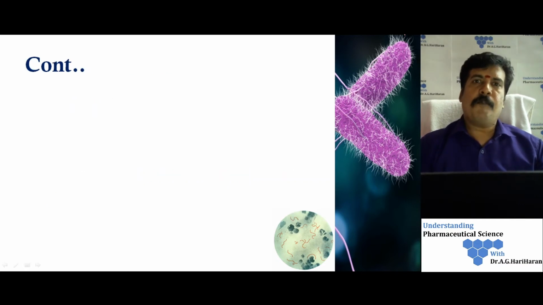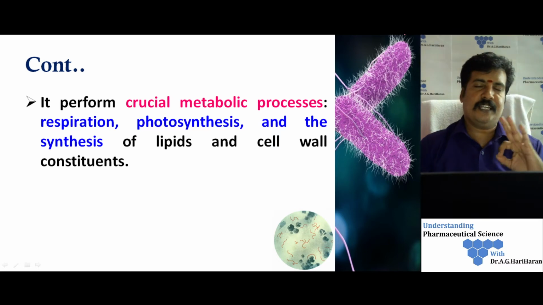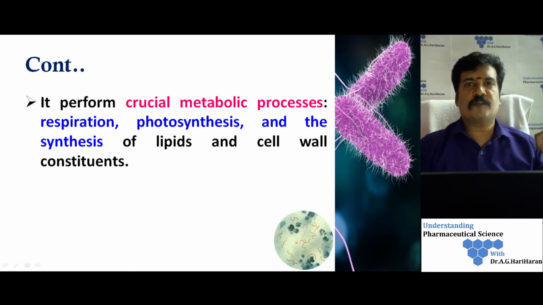Apart from that, it has another major function which is very crucial for its metabolic process. The plasma membrane acts as a crucial part of most of the metabolic processes of the bacteria, like respiration, photosynthesis if it is a phototropic bacterium, and the synthesis of the cell wall membrane, and also certain lipid molecules.